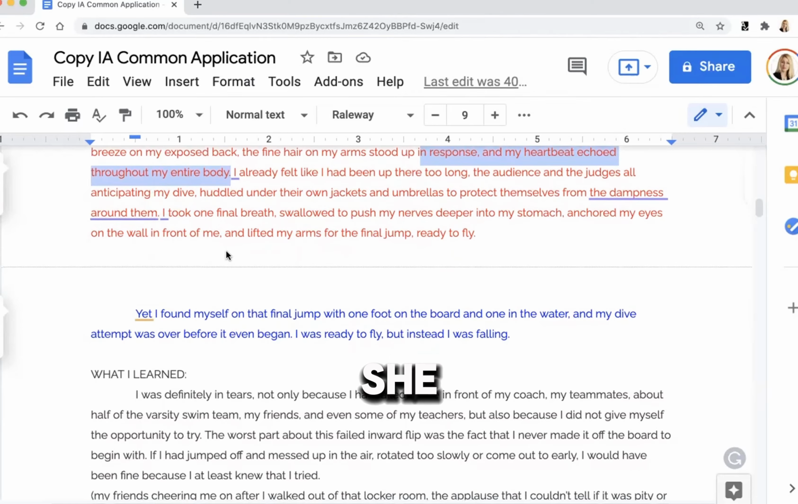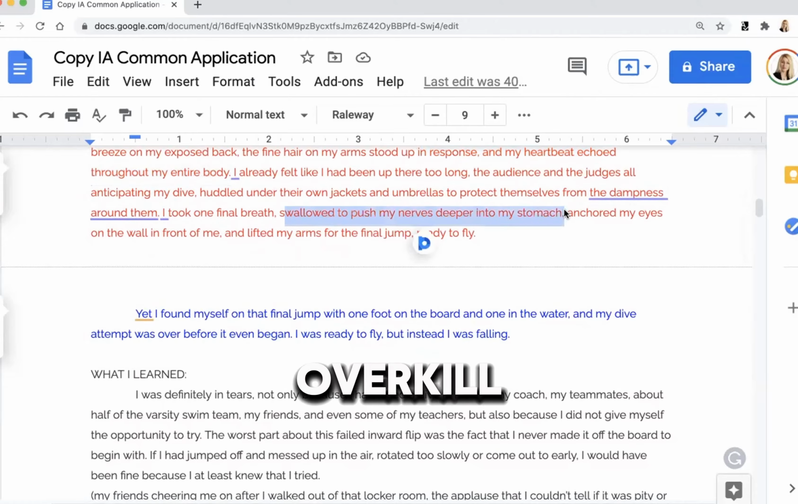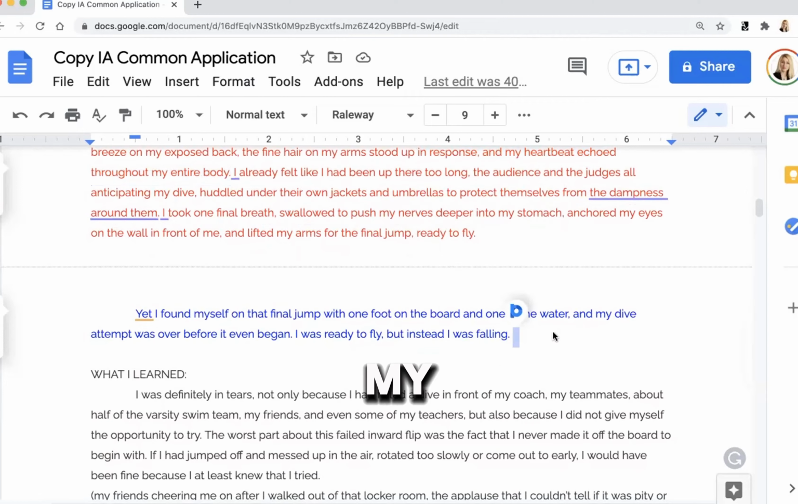So she felt the dampness. I took one final breath, swallowed to push my nerves deeper into my stomach. Okay, this is definitely an overkill over here. Anchored my eyes on the wall in front of me and lifted my arms for the final jump, ready to fly. As a reader, I'm reading this, and if this was the original, I would think, how long did this take? Are we aware of time?